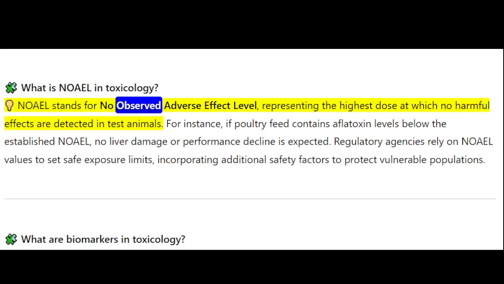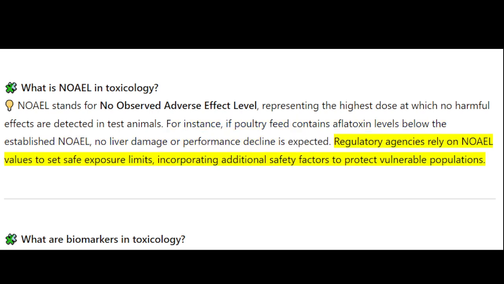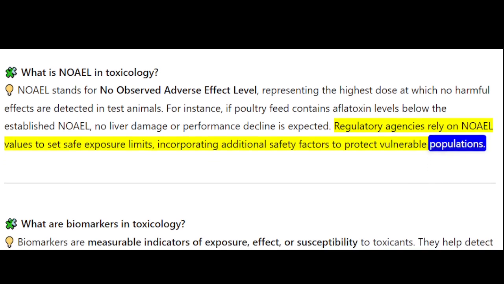NOAEL stands for No Observed Adverse Effect Level, representing the highest dose at which no harmful effects are detected in test animals. For instance, if poultry feed contains aflatoxin levels below the established NOAEL, no liver damage or performance decline is expected. Regulatory agencies rely on NOAEL values to set safe exposure limits, incorporating additional safety factors to protect vulnerable populations.